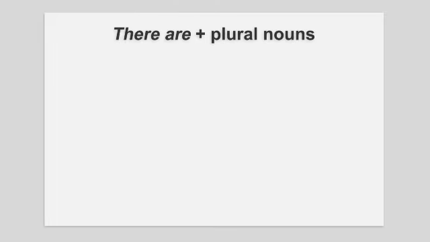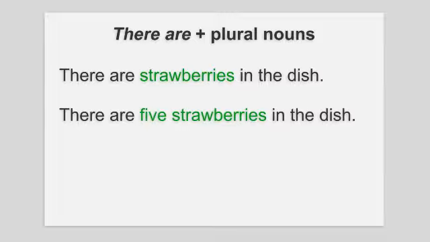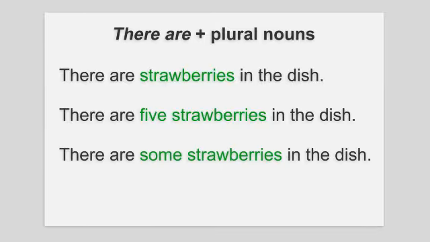We use there are with plural nouns. There are strawberries in the dish. It's also correct to use a number or some with plural nouns. There are 5 strawberries in the dish. There are some strawberries in the dish.